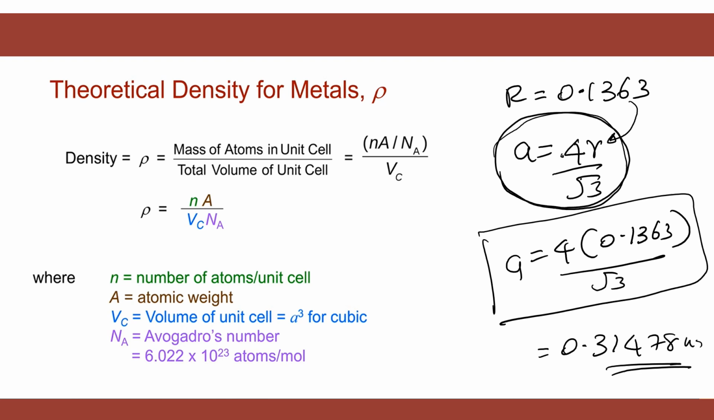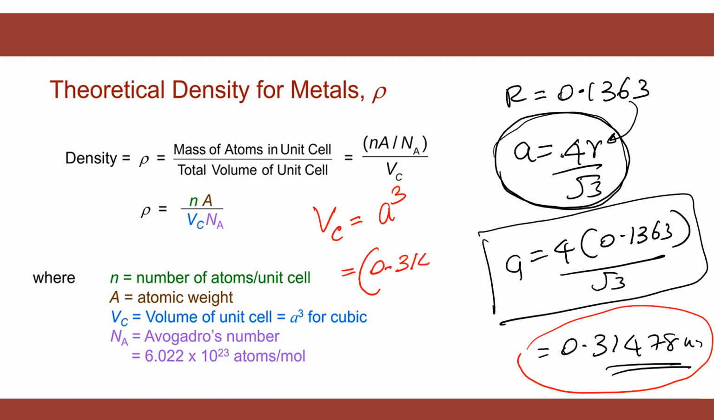The next one, they're asking you to find the volume. So how do you find the volume of the cube? If you know one side of the cube, the volume of the cube is equal to a cubed. So if you cube this 0.31478, you get the volume of the cube in nanometer cubed. Do you agree with that? Just cubing this number, you will get the volume of the cube.